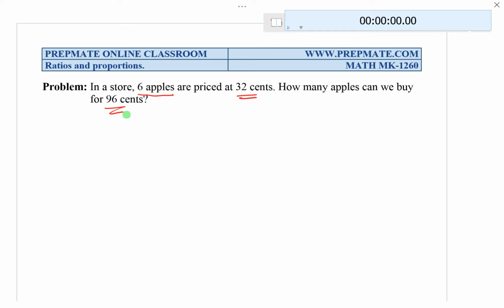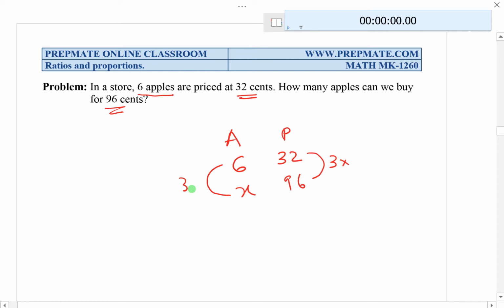So the first step is to tabulate the information that we have. And so we have apple and we have price. 6 apples, we would have to pay 32 cents. And for 96 cents, how many apples are we going to get? As you can see, there is a proportion existing which is 3 times. And therefore, the number of apples we would buy would also be 3 times 6, which will be 18 apples. Is that cool? Very cool.